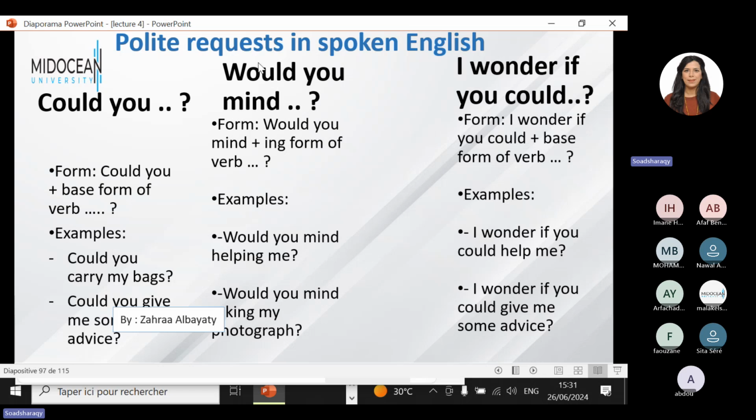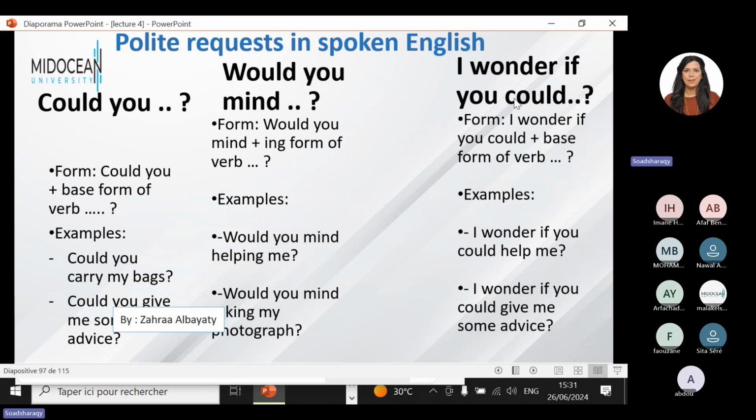So, polite requests in spoken English. Number 1, could you? Example. So, the form, could you plus base form of verb. Could you carry my bags? Could you give me some advice, okay? Now, would you mind? For example, would you mind helping me? Would you mind giving me or taking my photograph?